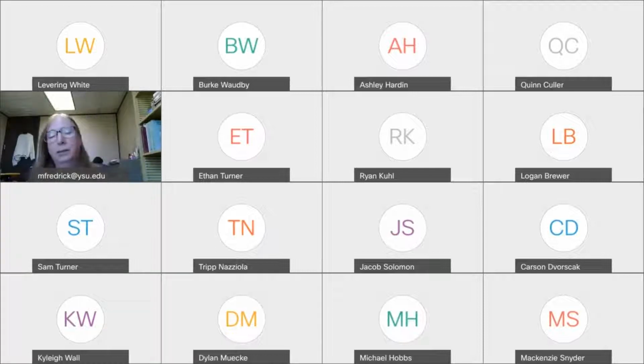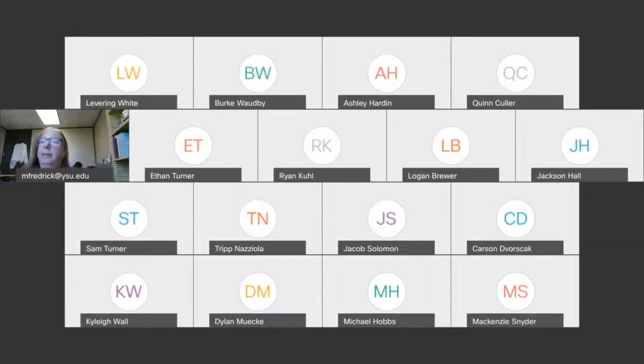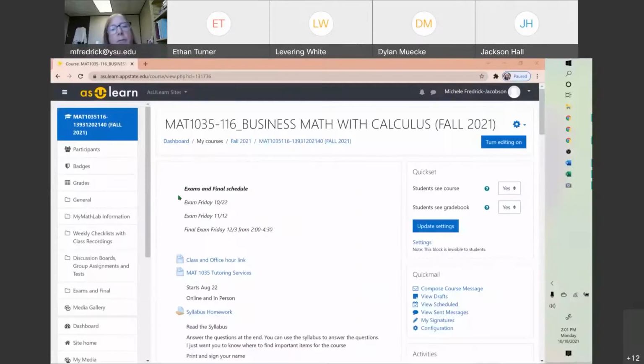Okay. So today and Wednesday we will review, and then Friday there's an exam over chapters 3 and 6. On As You Learn, it shows exam Friday, October 22nd, and then the next one is November 12th, and your final is December 3rd from 2 to 4:30. The exam this week will be part take home and part in class.